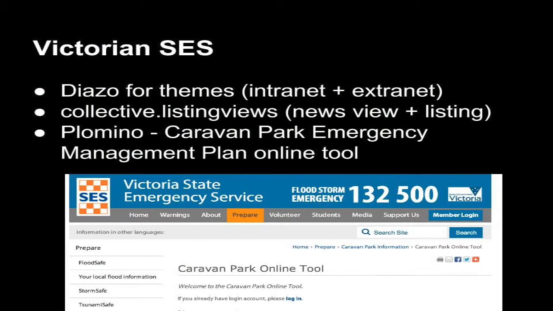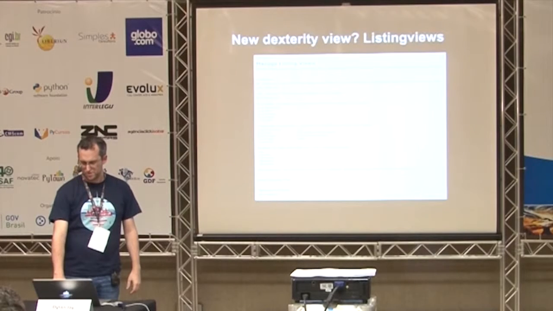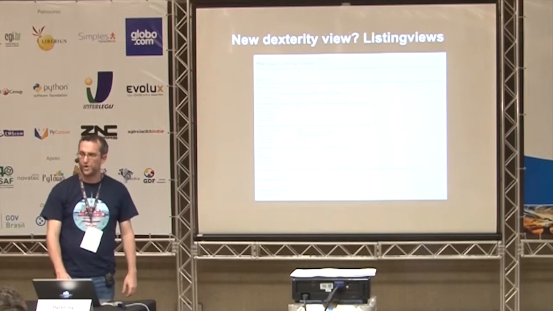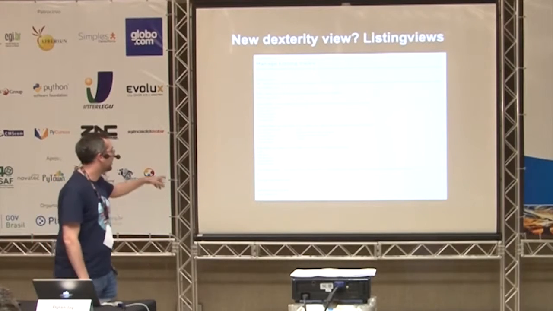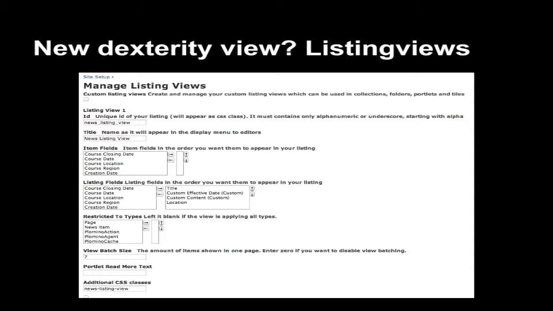Victorian SES is another example. It's mainly a content site, but it includes an application for caravan planning, emergency. They get the same sort of thing: a PDF gets generated as part of it. But yes, we use listing views in there as well. So, yep, that was what I talked about before. That's the configuration of listing views.